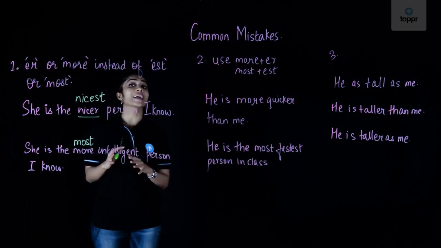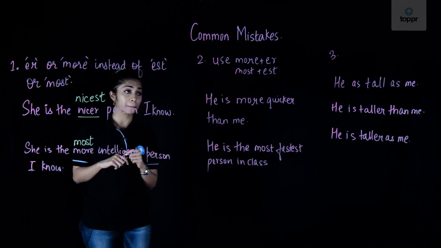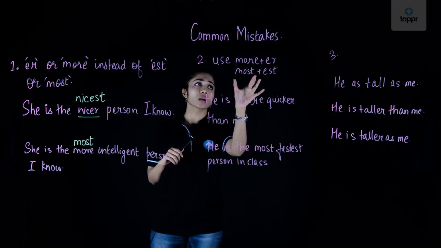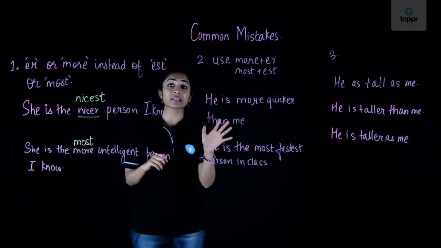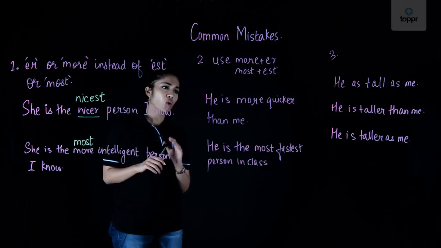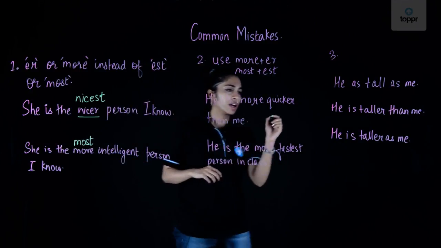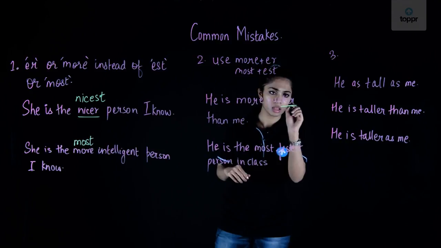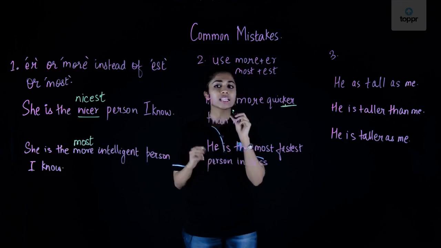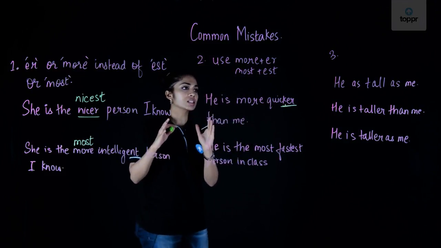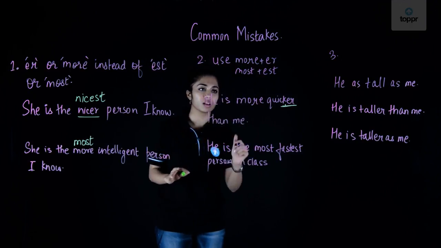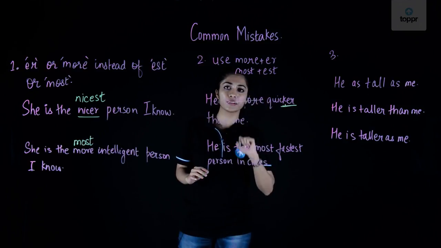Now, let's look at the second common mistake that students make, which is they use "more" plus ER and "most" plus EST. Let's look at the example sentences to understand them better. He is more quicker than me. In the first sentence here, they have used the comparative form ER and also added a "more" to it. So, this is not needed. The sentence can be, he is more quick than me, or it can be, he is quicker than me. There is no need of this "more" here.